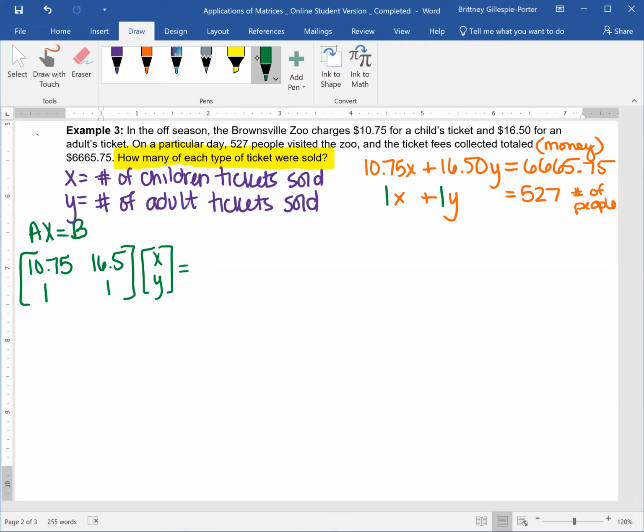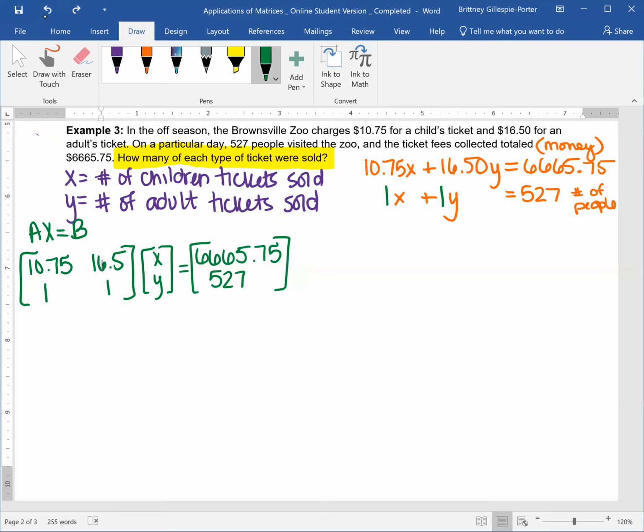Be very careful. If you started with your money equation in the top row, you have to make sure that your money answer from B is in the top row. Now, you could have written this differently. You could have written X plus Y equal 527 first, which means that these two rows would flip-flop, as would those two rows there. But that's okay. You can have these as long as the coefficients are in order and you have it equal to the right number on your B matrix. So you could have these flip-flopped. It's all right.